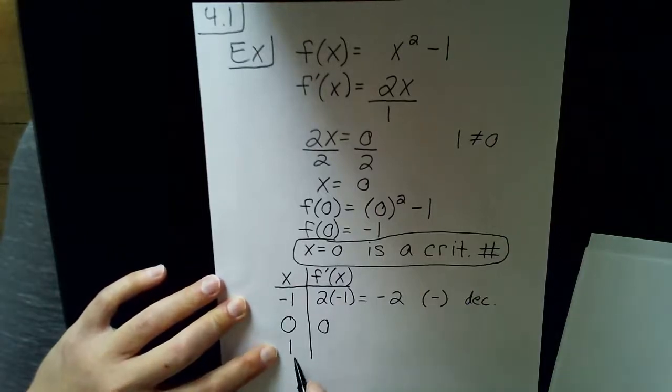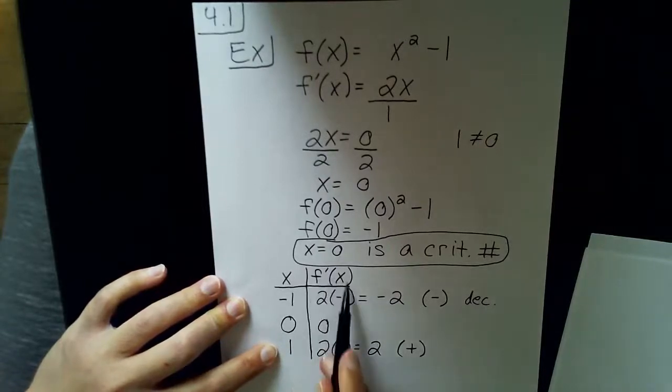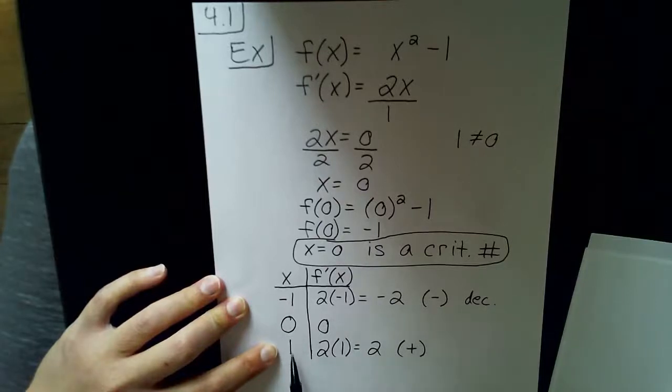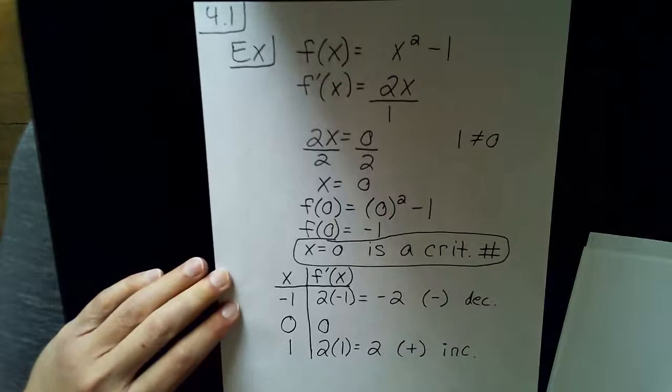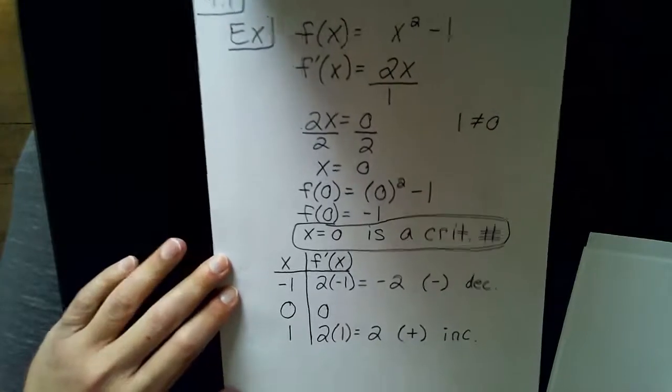And when we plug in 1 into our derivative, 2 times 1 gives us 2. 2 is a positive number, so the first derivative is positive. With everything we plug in to the right of 0, that means it is always increasing. So now we can create our intervals to decide where the function is increasing and decreasing.